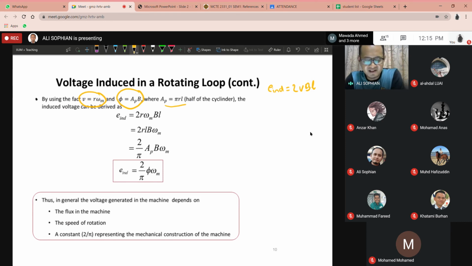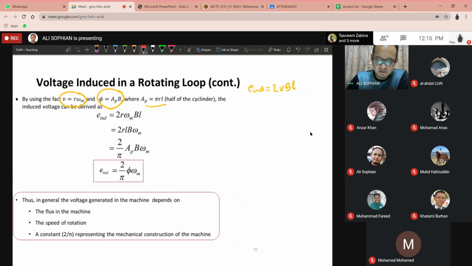So how much flux is entering the rotor? We use this equation that the flux is equal to B times A. B is the magnetic flux density coming from the magnetic pole, and A is the cross-section area. Now the tricky bit is how do you find the value of A? It's actually not complex, but we need to know what it is.